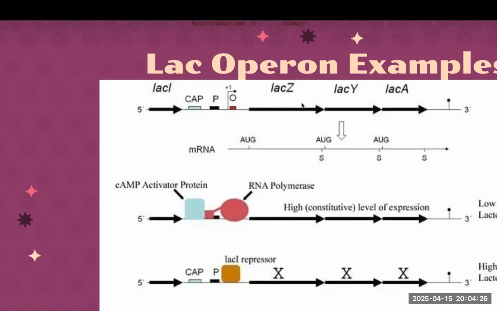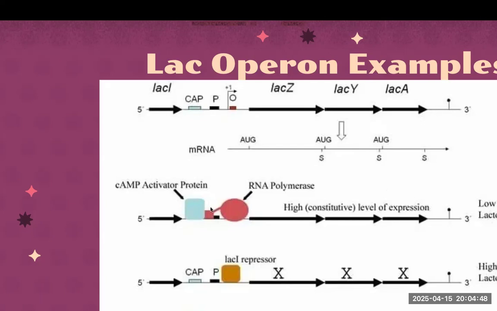Just know that each of these is a different gene and they work together in the digestion of lactose. Just going over really quick these. So low glucose, high lactose. All right. Low glucose, we can't use our primary energy source. So, and there is lactose. So we want to transcribe those lactose genes.